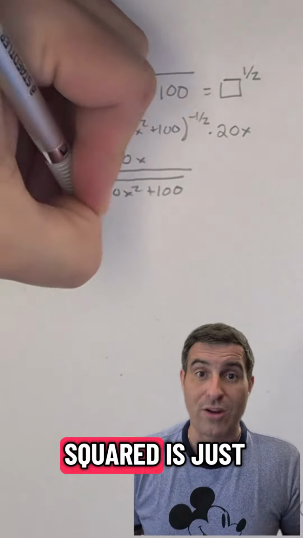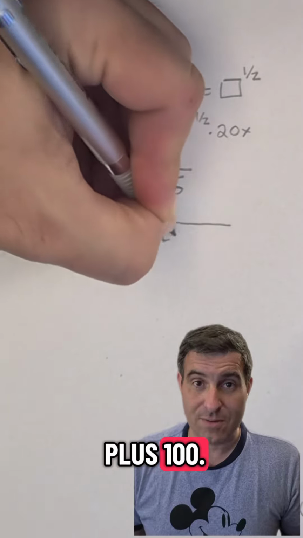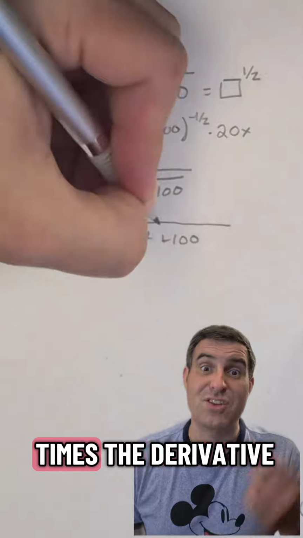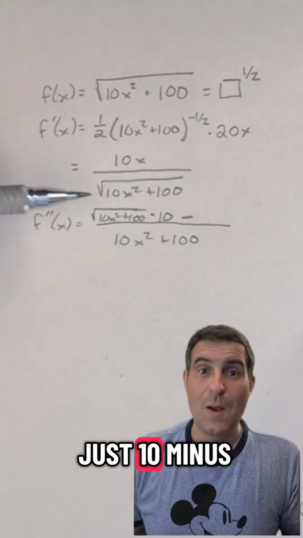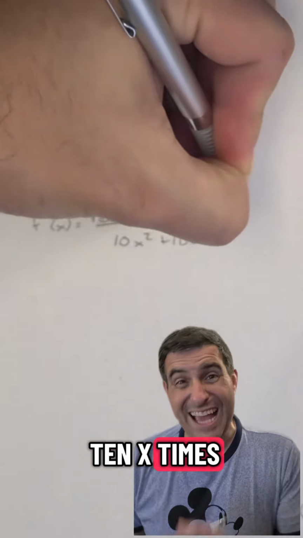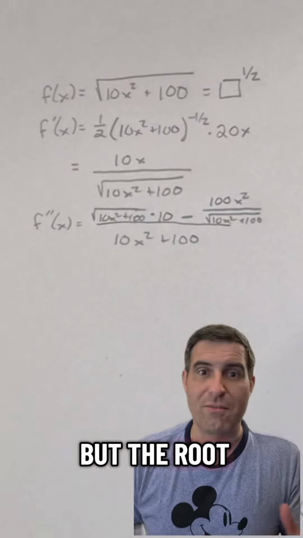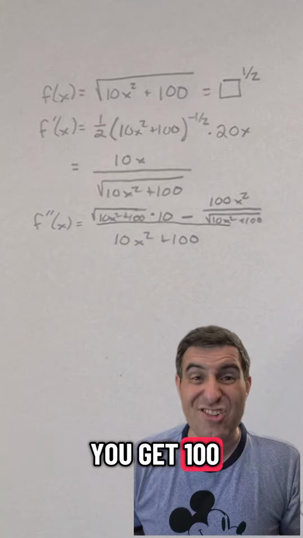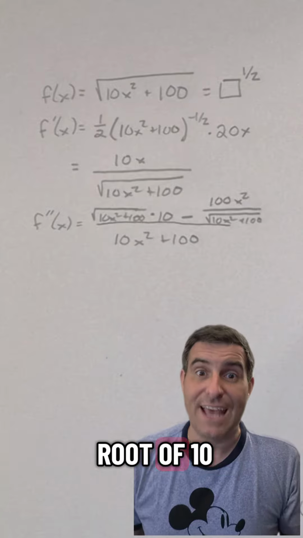So the bottom squared is just 10x squared plus 100. That bottom I write again, the square root of 10x squared plus 100 times the derivative of the top. In this case, that's just 10, minus 10x times the derivative of the bottom. But the derivative of the bottom, we already did that. That's exactly the same thing as the derivative we had before. Simplifying, you get 100x squared divided by the square root of 10x squared plus 100.